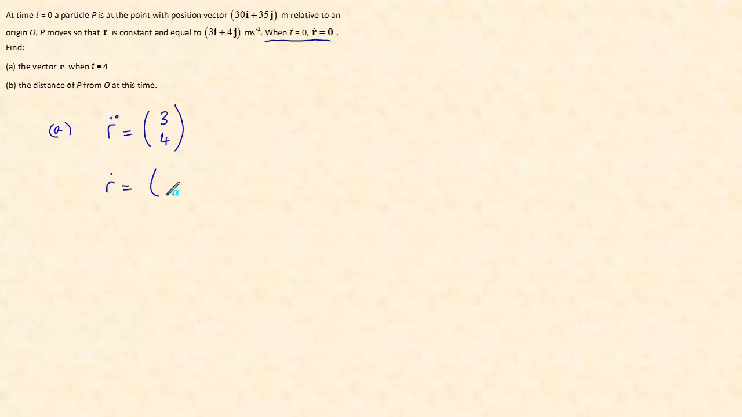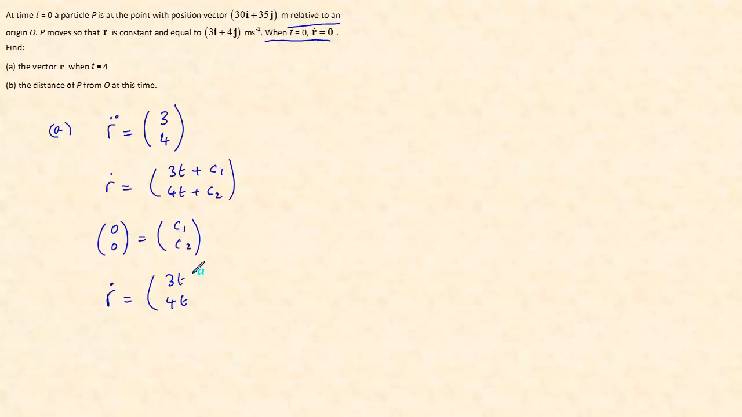So we need to integrate: 3t plus a constant, 4t plus a constant. Now, when t is 0, r dot is 0. So the 0 vector, as we can see here. So t is 0, so that's just c1, c2, so those constants are 0. r dot then is (3t, 4t). So r dot when t is 4 is going to be (12, 16).